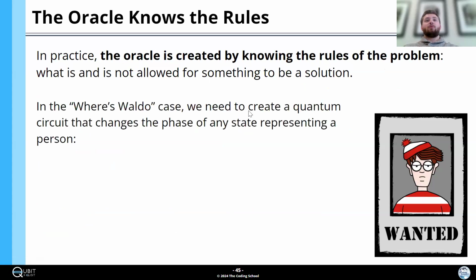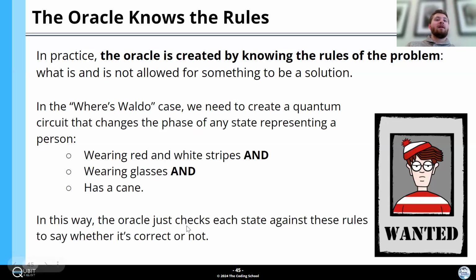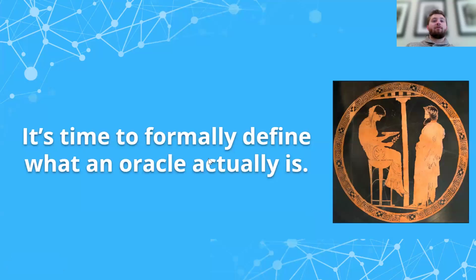So in practice, the oracle is created by knowing the rules of the problem and what is and is not allowed for something to be a solution. In the Where's Waldo case, we need to create a quantum circuit that changes the phase of any state representing a person wearing red and white stripes and wearing glasses and has a cane. If you remember in our example, there were a lot of people we were searching over that had glasses but didn't wear red and white stripes, or had a cane but didn't have glasses, and so on. This way, the oracle just checks each state against these rules and says whether or not it's correct.